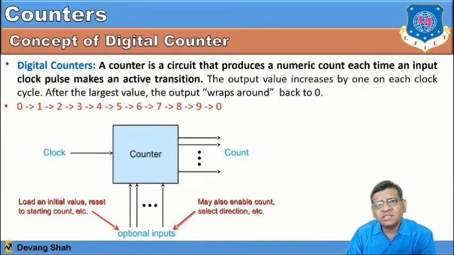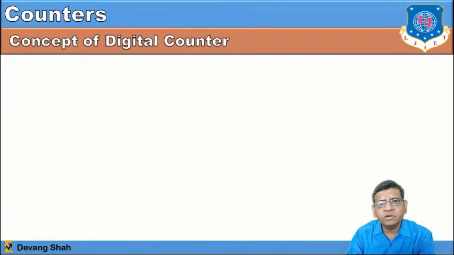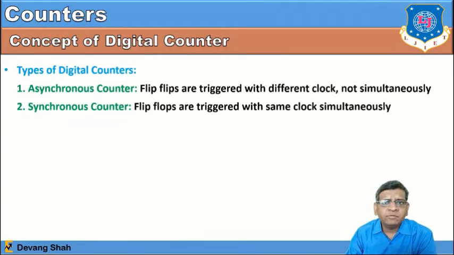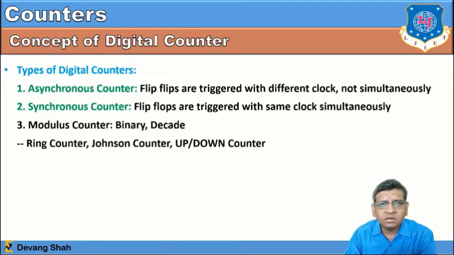Again, this counter design is a kind of sequential circuit. You have different options of inputs available, and from that you will have two kinds of counters. One is called the asynchronous counter, where the flip-flops are triggered with different clocks, not simultaneously. With the synchronous counter, the clock signal is applied simultaneously to each flip-flop, right?